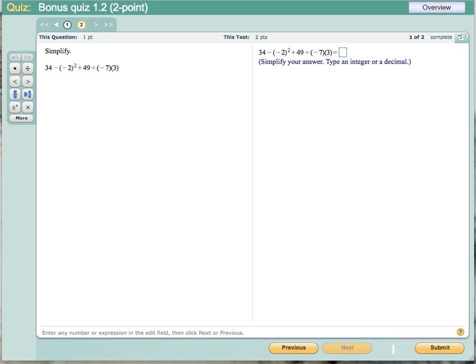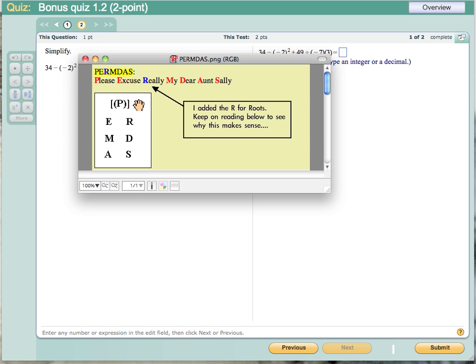Let me show you another situation here. This is the PERMDAS rule. Now normally it's PEMDAS, and I put this R in, and you'll see why in a second. It's essentially because there's this bilateral symmetry to the course that allows you to think about these things in a deeper way. And so it's a nice scaffolding for memorization and for building your thoughts around.